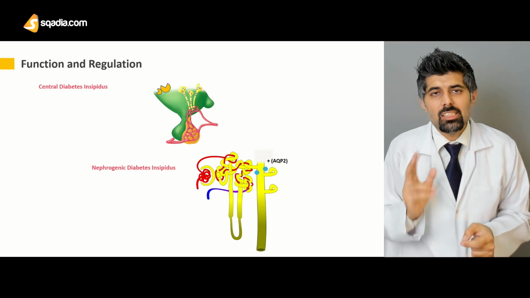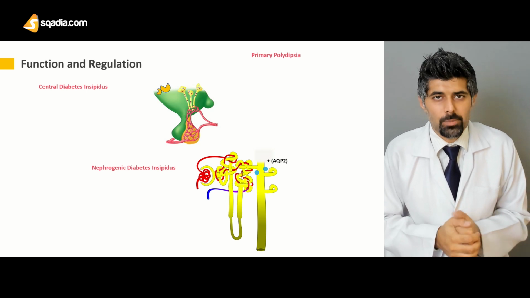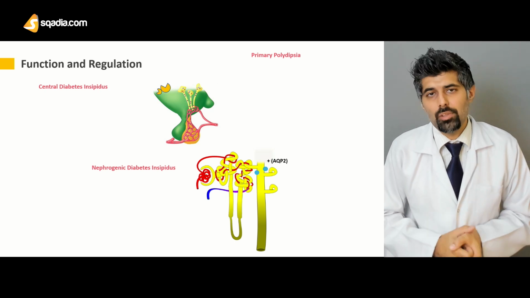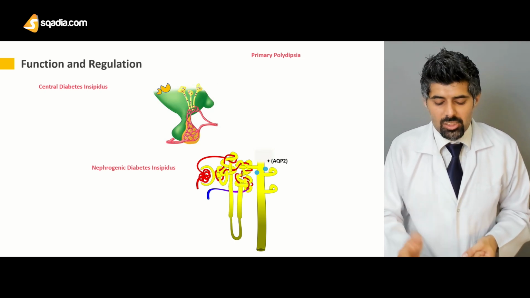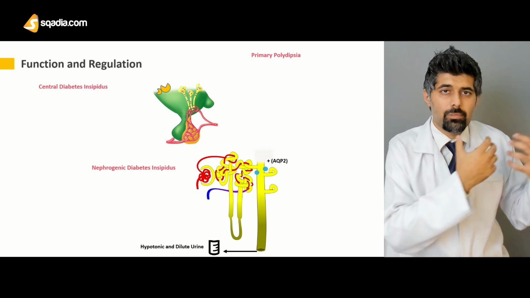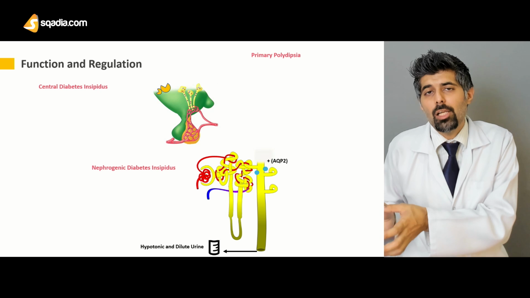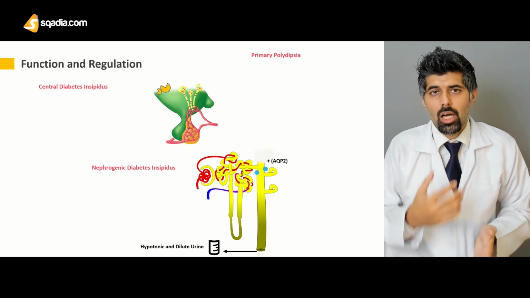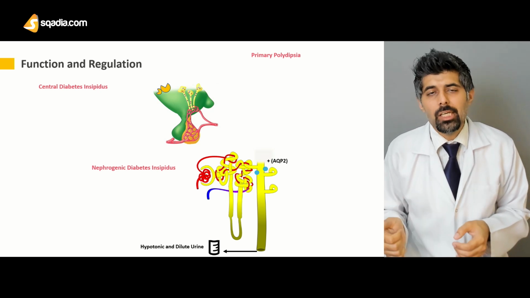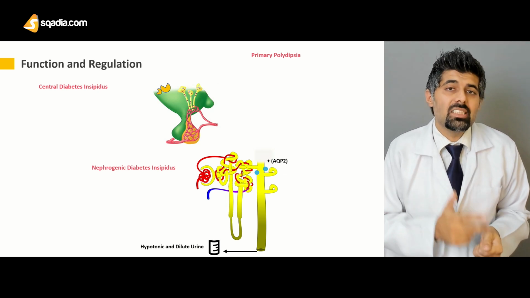Now there are two primary symptoms of diabetes insipidus. The first one is primary polydipsia, which means that there is an increased amount of thirst in the patient. The other symptom is that the patient suffers from an increased amount of diuresis, with both hypotonic and dilute urine being excreted out. This is usually known as polyuria. So, both polydipsia and polyuria are the two primary symptoms of diabetes insipidus.